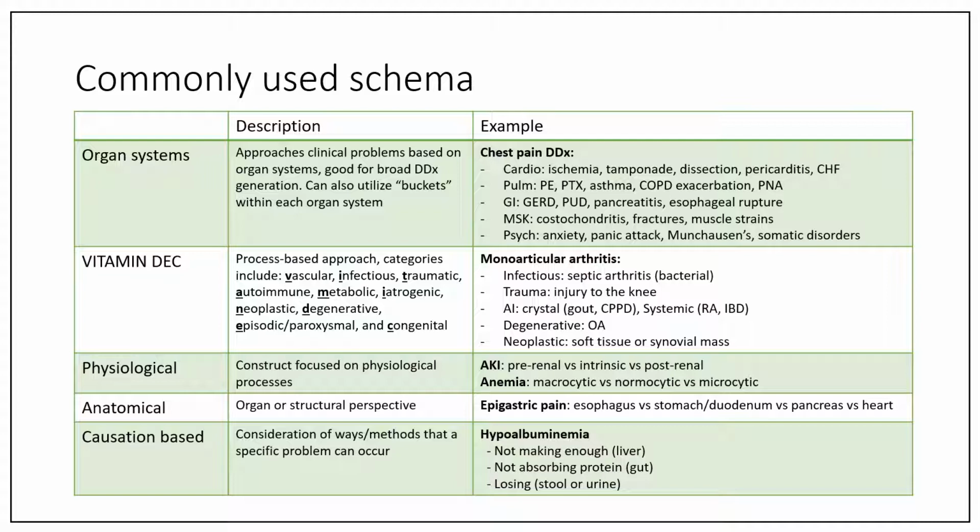The third schema is physiologic, which is a construct that investigates clinical problems from a pathophysiological or physiological approach. A good and common example for the inpatient setting is anemia, which is classically divided into micro versus normo versus macrocytic. The fourth schema is anatomical, which focuses on organs and structures. A good example here would be epigastric pain as viewed by various organs. The fifth and final schema on this slide is causation-based. This is where we consider ways or a different method that a specific problem can occur. And a good example here is hypoalbuminemia.